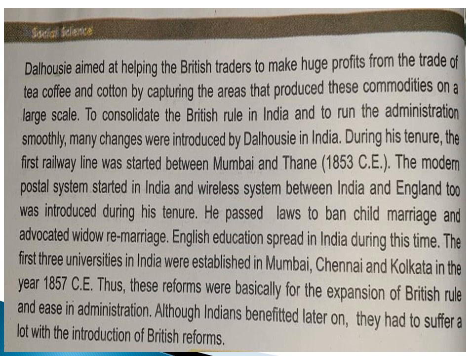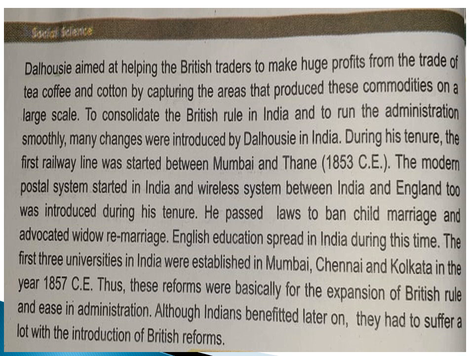During his time, the first railway line was started in India between Mumbai and Thane in 1853. The modern postal system and the wireless system between India and England also started during his time. He passed laws to ban child marriage and advocated widow remarriage. English education spread in India during this time.